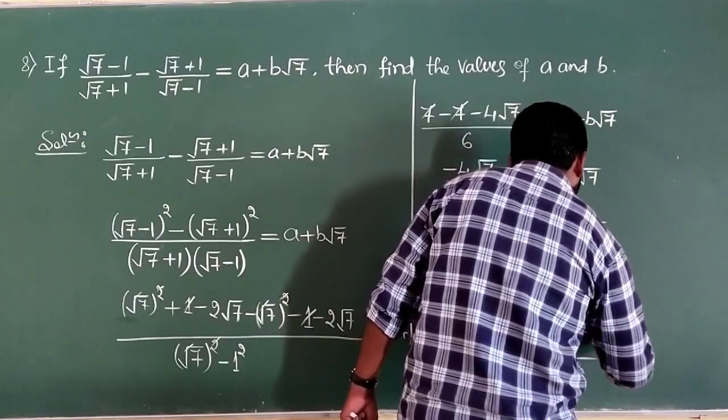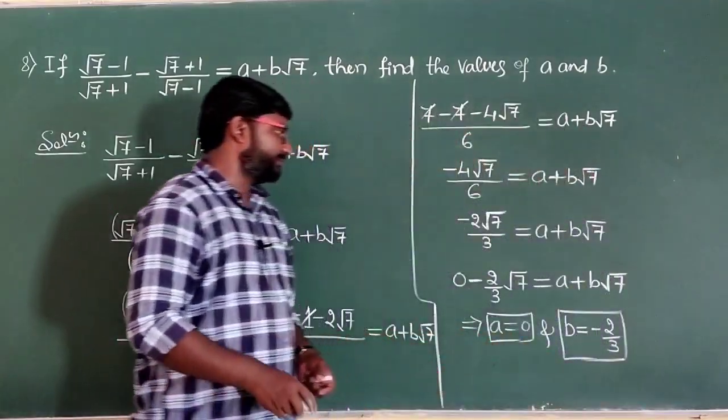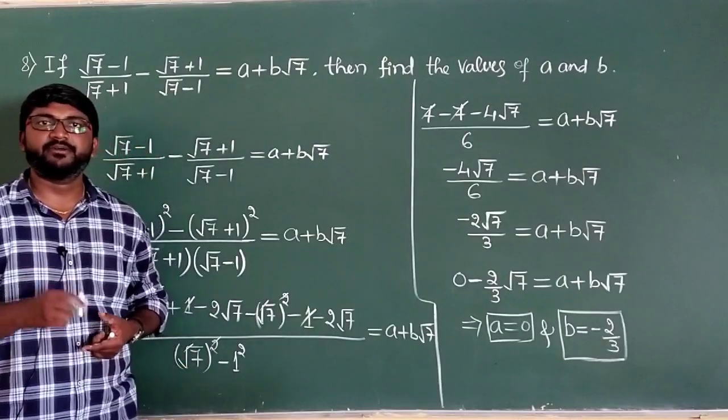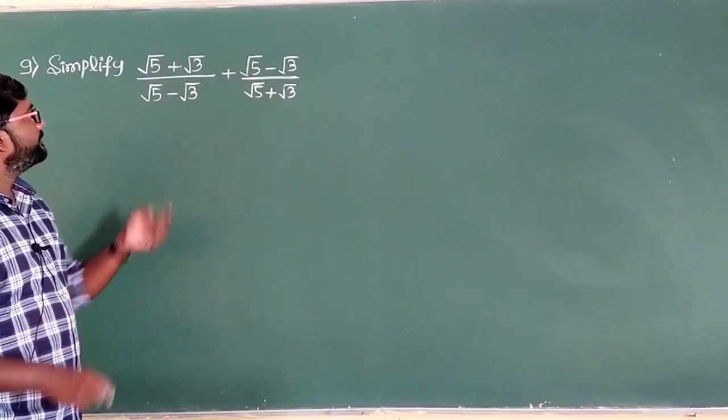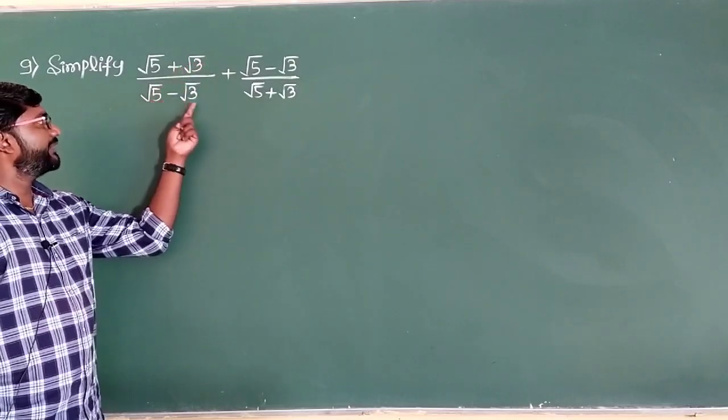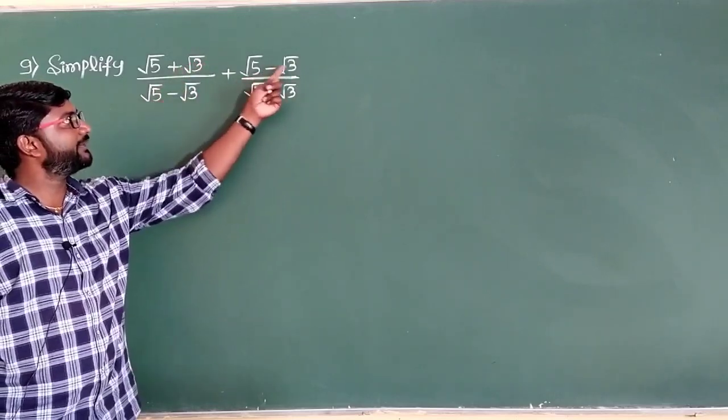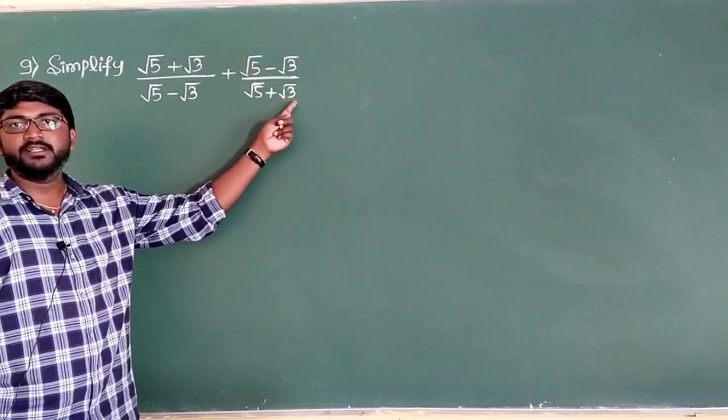So this is all about the 8th problem. So pause the video to note it down. So the next question is: simplify root 5 plus root 3 divided by root 5 minus root 3 plus root 5 minus root 3 divided by root 5 plus root 3.